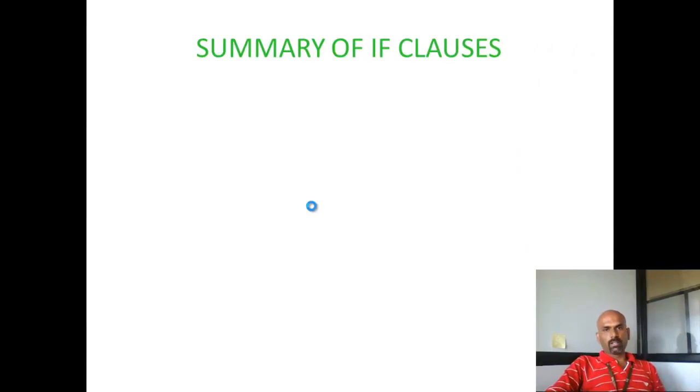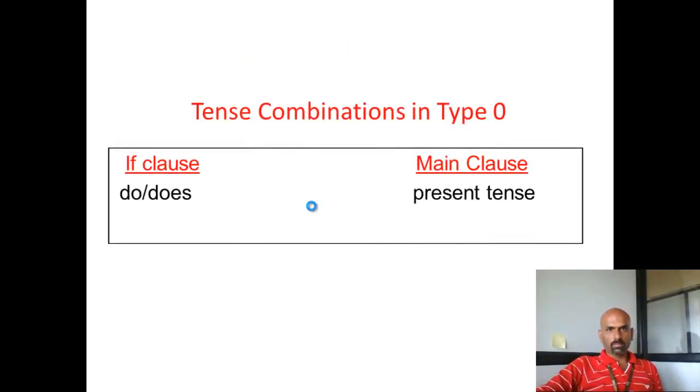Now we'll summarize all the if clauses. Before I move to the examples one by one, let me tell you the four types of conditional clauses: zero condition, first condition, second condition, third condition. And we'll see one by one. Let me summarize. First, we'll see the tense combination. Type 0 is called zero condition. It is a present tense if clause, present tense do, does, and the main clause also present tense.